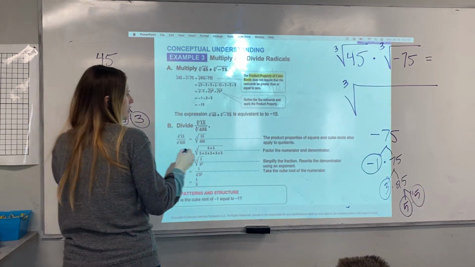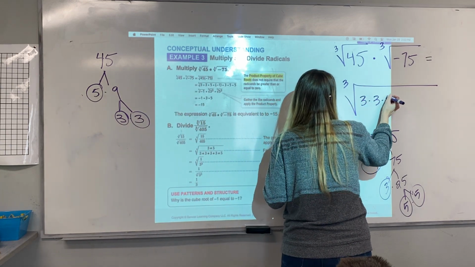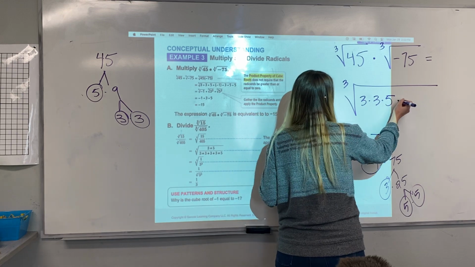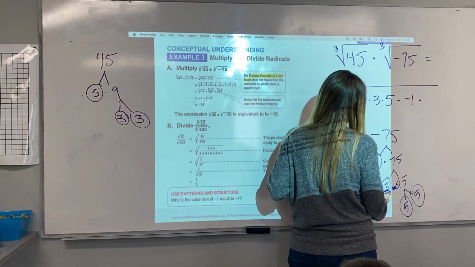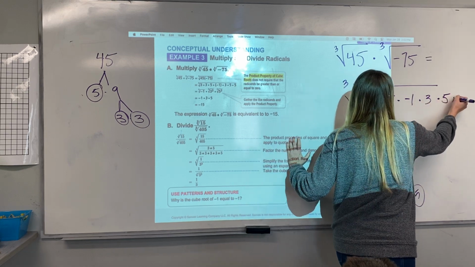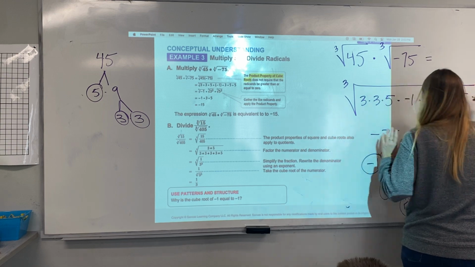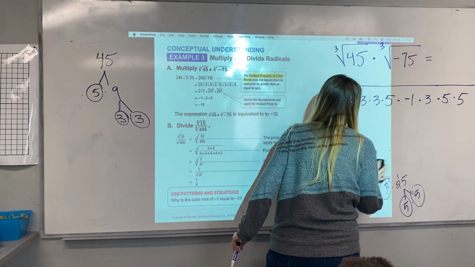3 times 3 times 5 times negative 1 times 3 times 5 times 5. I'm erasing this factor tree. So I got it down.